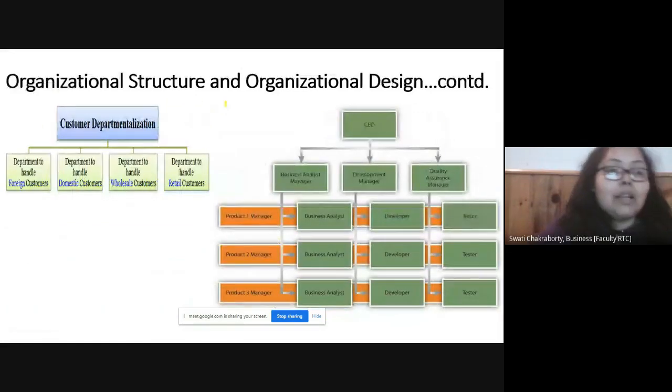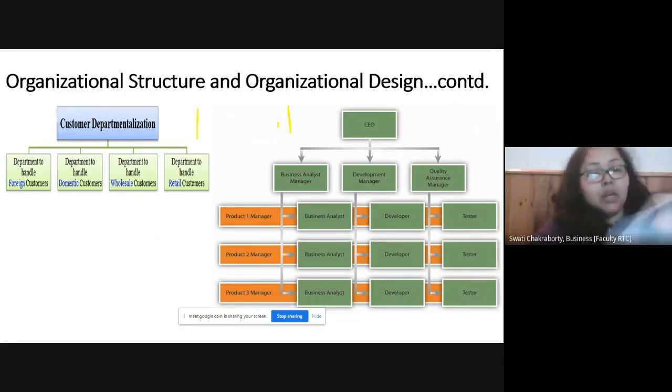Next comes customer departmentalization. Here jobs are categorized on the basis of customers who have common needs or problems. Say, departments with foreign customers, domestic customers, wholesale or retail customers. And lastly, what we have is cross-functional teams, which is a team made up of groups of individuals who are experts in various specialties and who work together.